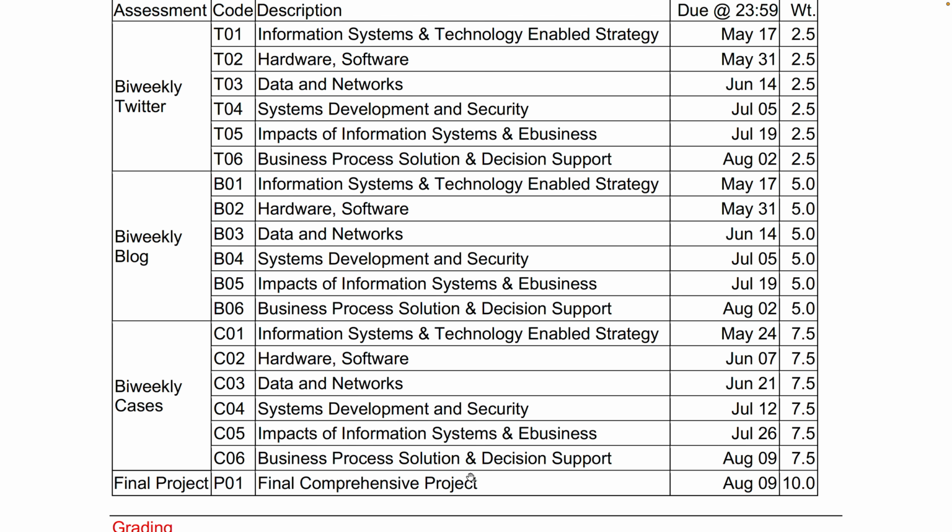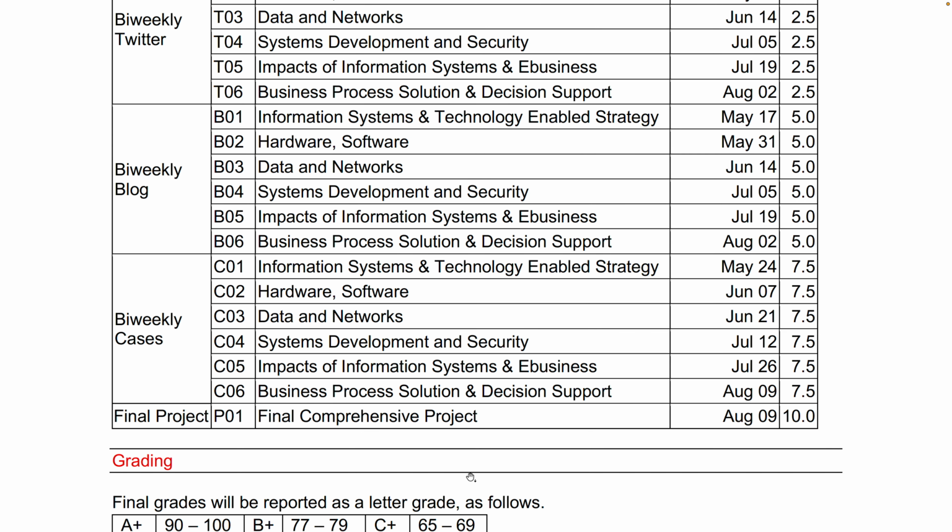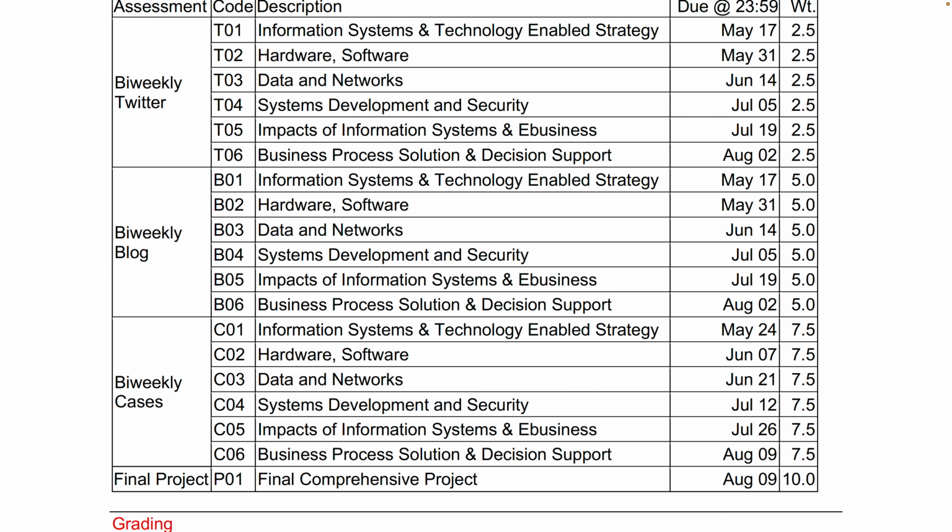Finally, you will be doing a comprehensive project by the end of the term, and that will have a weightage of 10%, and that is based on the emerging technology or a particular aspect of the information technology world that you want to study in detail. That's what you will be working on. You can choose to start working on this by the middle of the term.